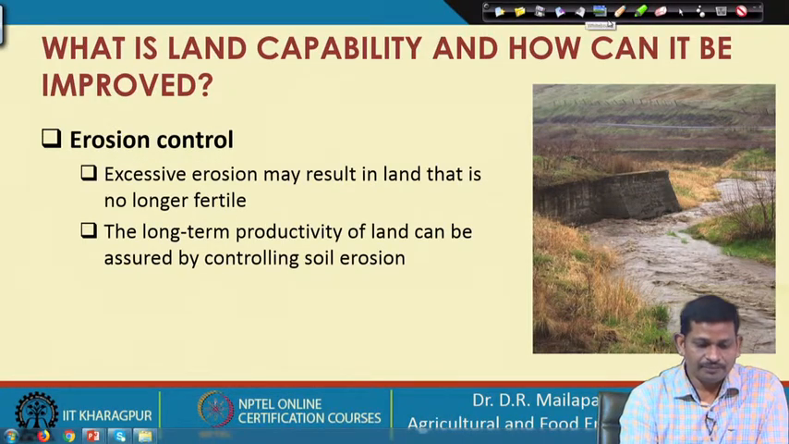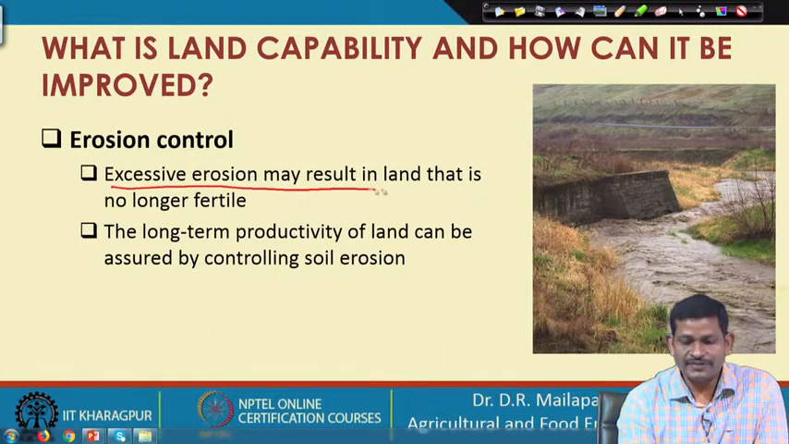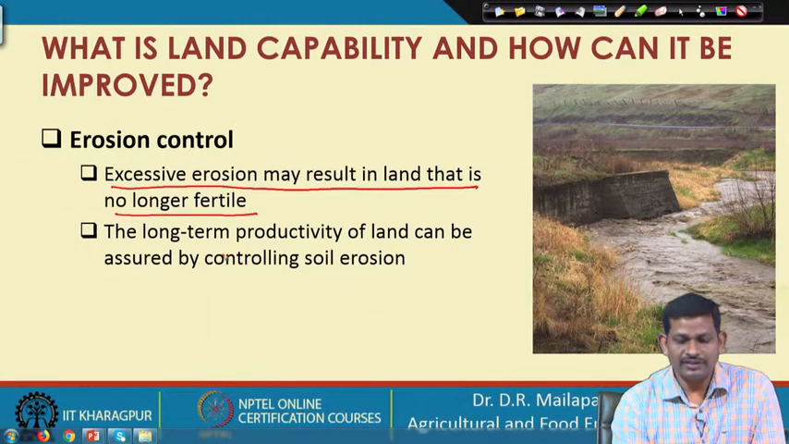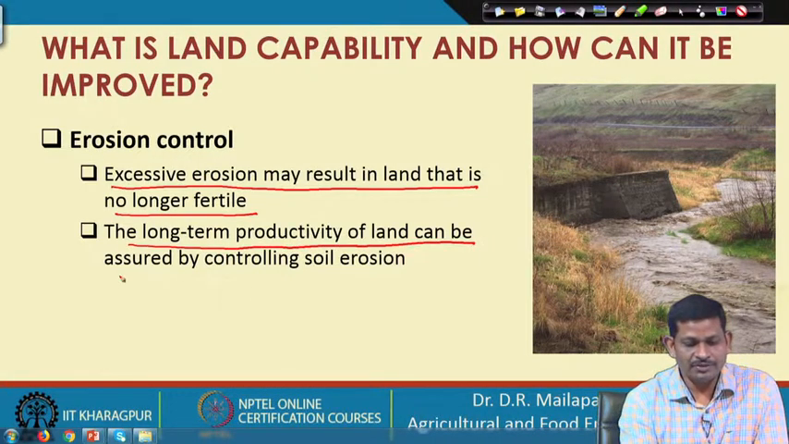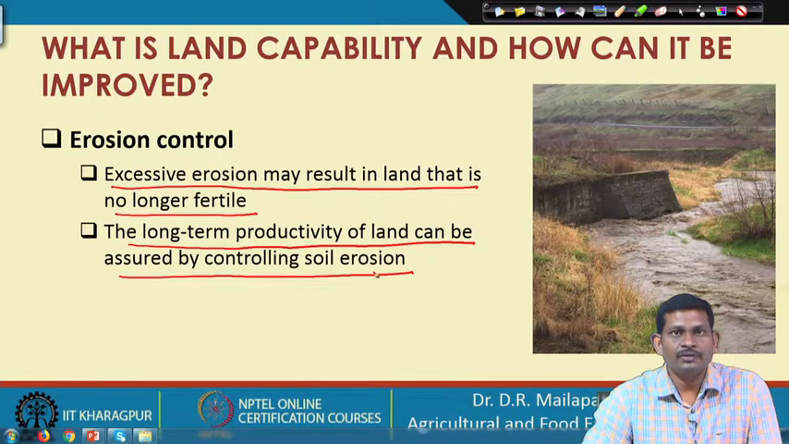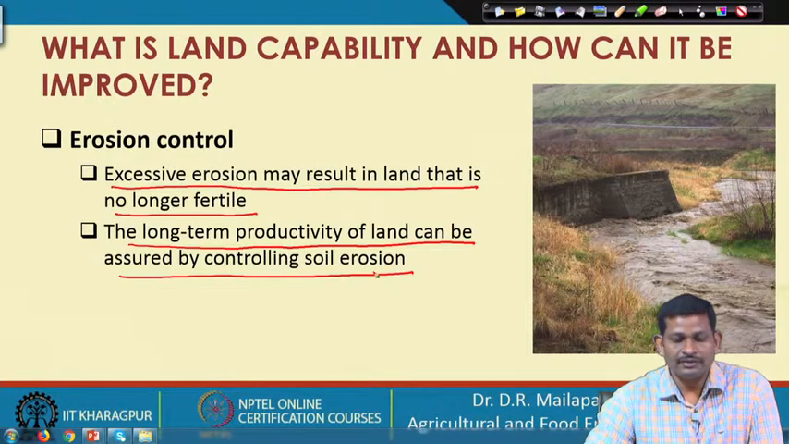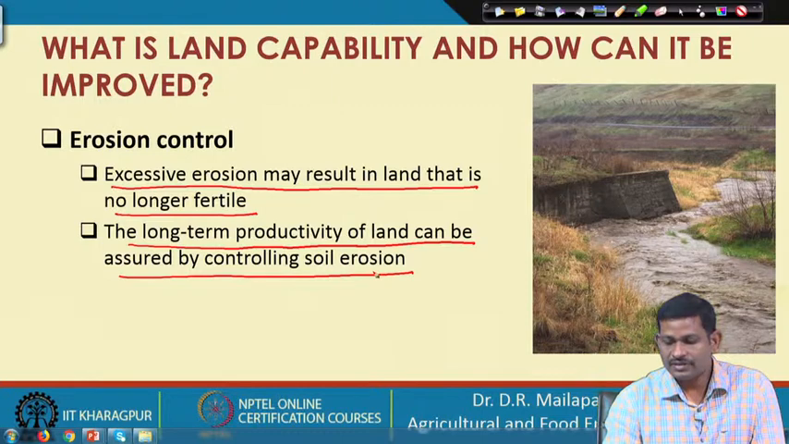So, the erosion control here. Excessive erosion may result in land that is no longer fertile. The long term productivity of land can be assured by controlling soil erosion. So we will definitely be using soil conservation measures, such as gully control structures, terracing, and bunds. All these things will help in reducing the soil movement from the fertile lands to the outside of the land.